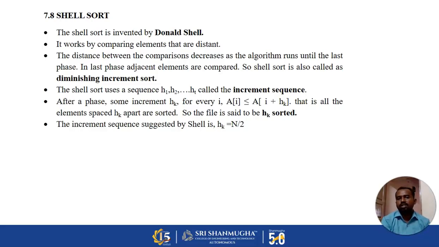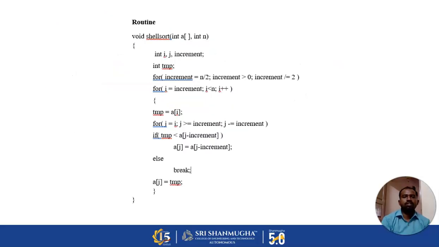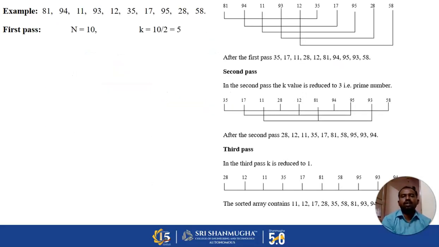Shell sort uses a sequence h1, h2, up to ht, called the increment sequence. After a pass with some increment hk, for every i, a[i] is less than or equal to a[i + hk]. That is, all the elements spaced hk apart are sorted, so the file is said to be hk-sorted. The increment sequence suggested by Shell is hk equal to n divided by 2. This is the example program. Next we compare the second pass, the third pass and the first pass.